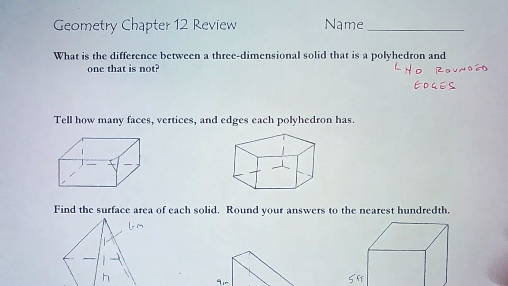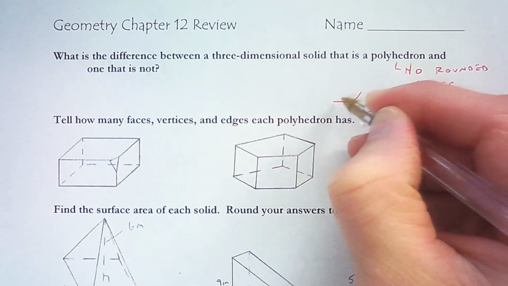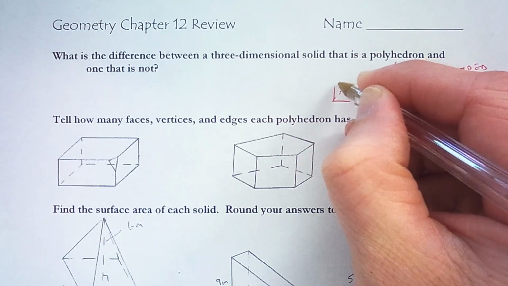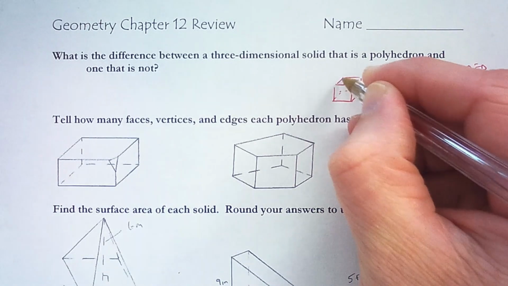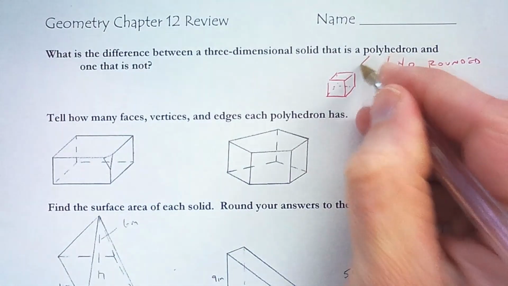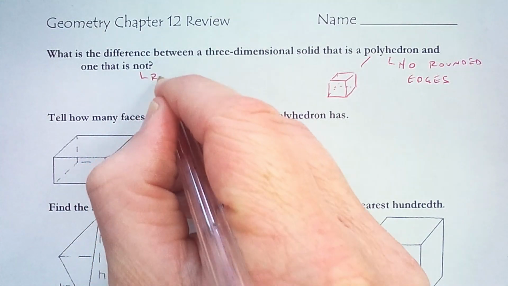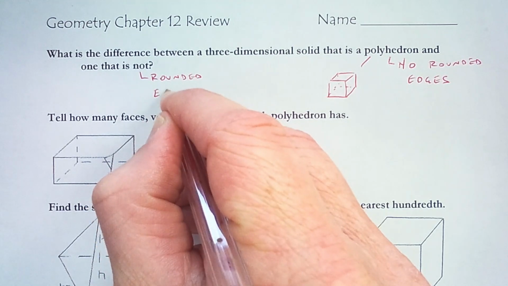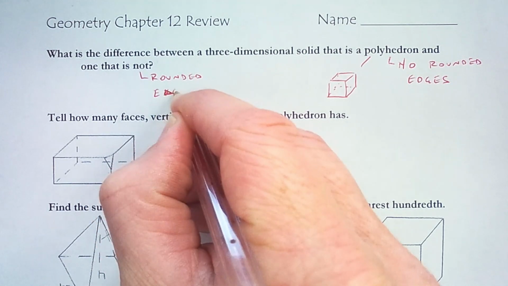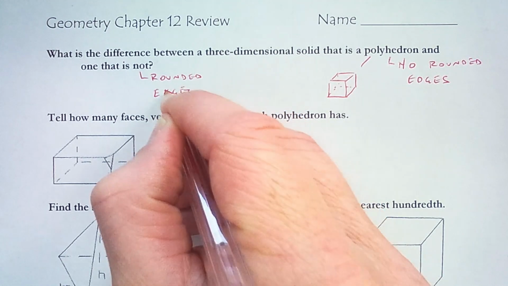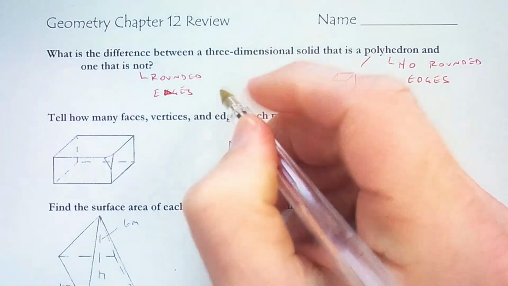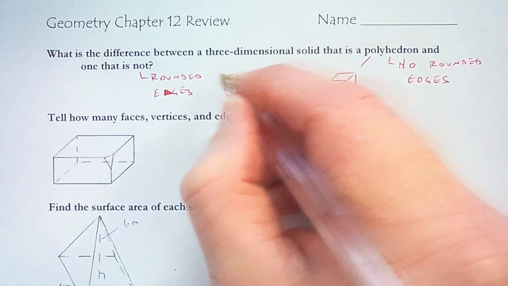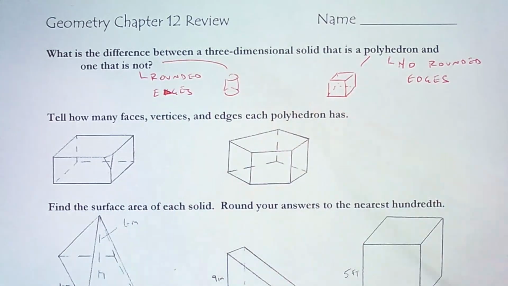Okay, so something without rounded edges could look like this. You could have a prism. There's no rounded edges there. One that is not can have rounded edges. So once you have rounded edges, it is not a polyhedron. Something like a cylinder has rounded edges. It is not a polyhedron.